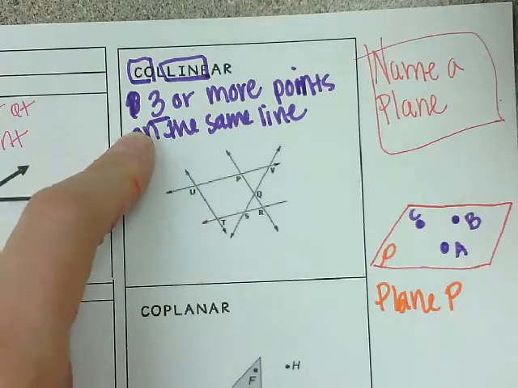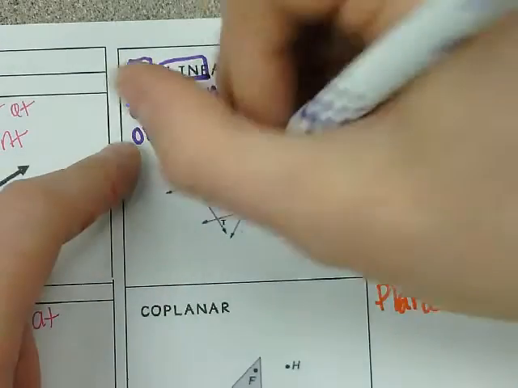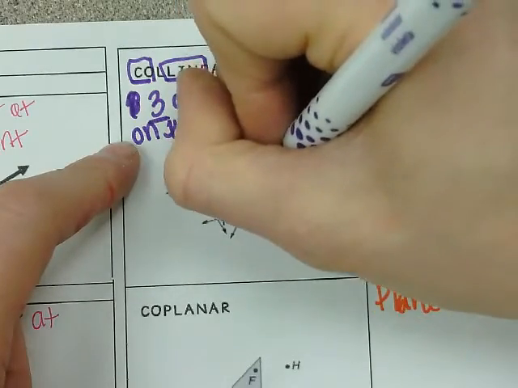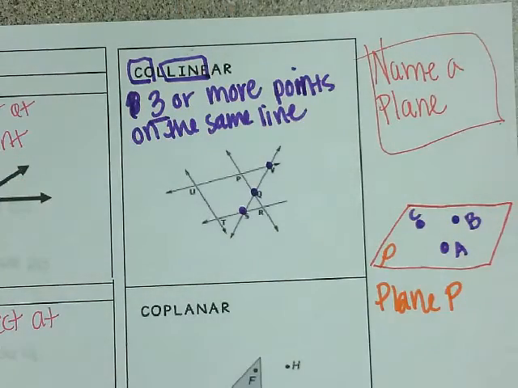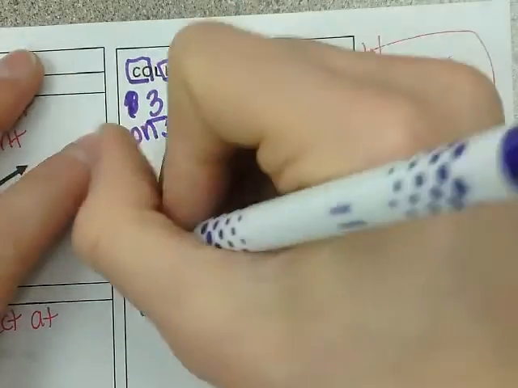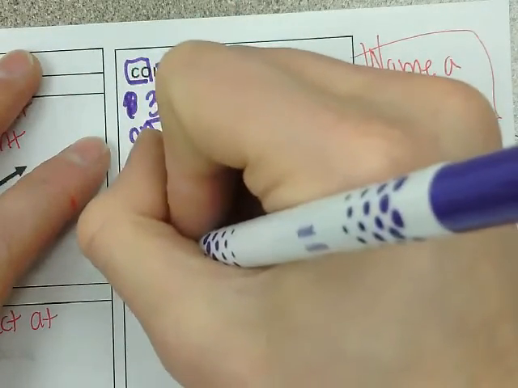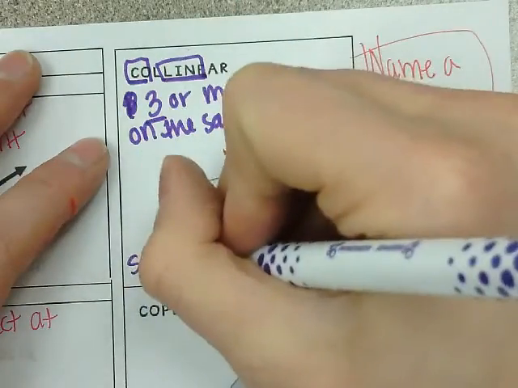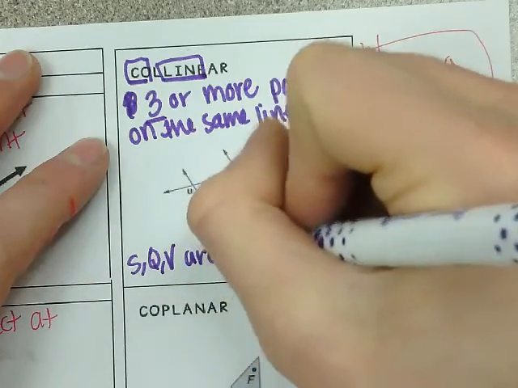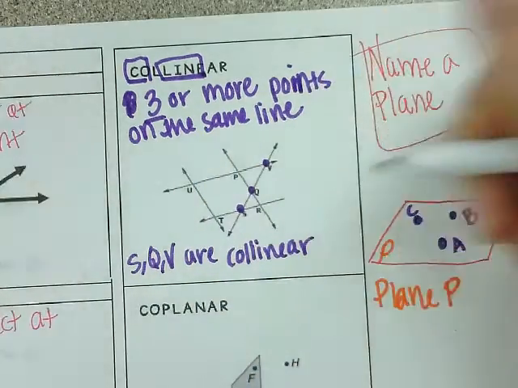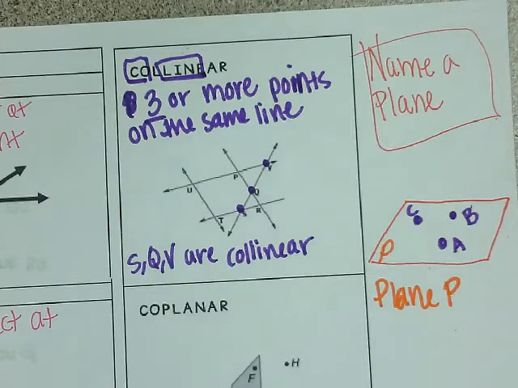And so there are many examples on this page. I'm just going to choose one. So S, Q, and V are collinear. You have to have 3 or more. You cannot say S and Q, because technically, all 2 points have a line through them. So it has to be 3 or more points.